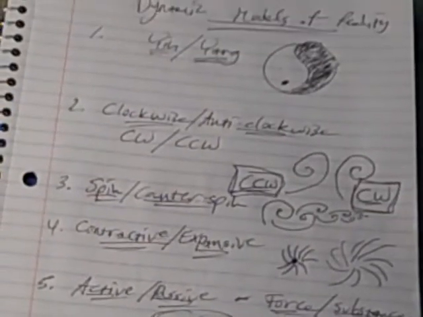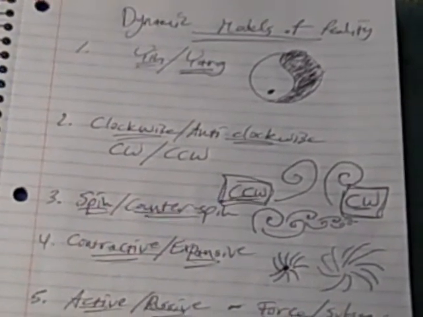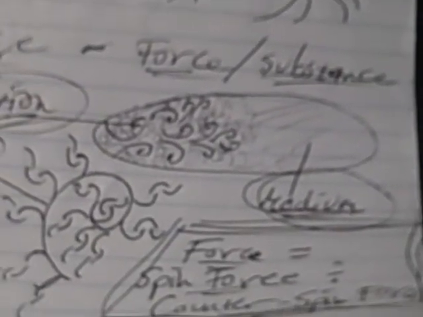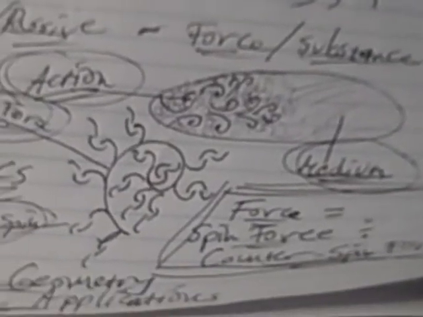Now, another way to look at dynamic models of reality is active and passive. This is very similar to the yin-yang starting point, this notion of male and female and so on. But in this sense, it's much more specific. Active and passive would be force and substance. So what you would have here is a medium, and then all of this action within it. In other words, all of these spin forces within it that move this medium. Whatever the medium is, you have these active spin forces within it, moving and spinning it in all these ways.